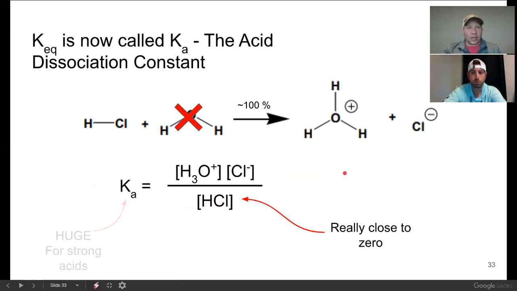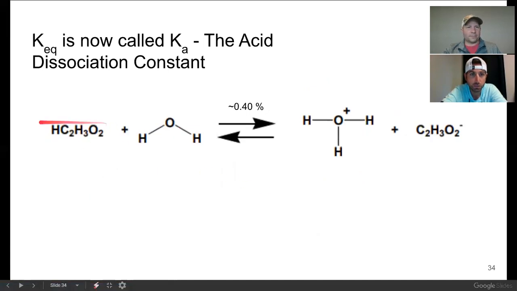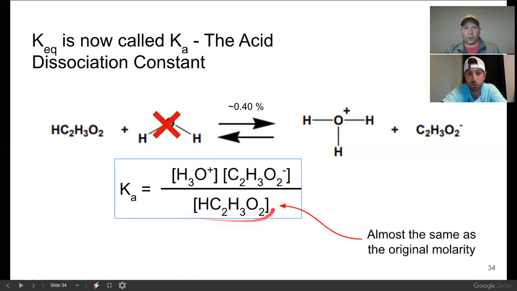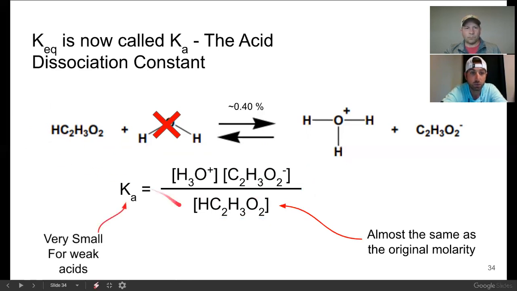All right, let's go to a weak acid. For the weak acid, we're going to look at how this becomes a really, really small number, because only 0.4% of it is going to dissociate. So when we write our formula, again, we're not going to include the water. We still have most of our reactants because only 0.4% turns into products. That's going to make the top really, really small, and the bottom almost the same as what it was. So mathematically, that makes our Ka really, really small.